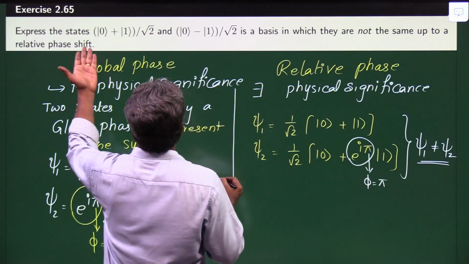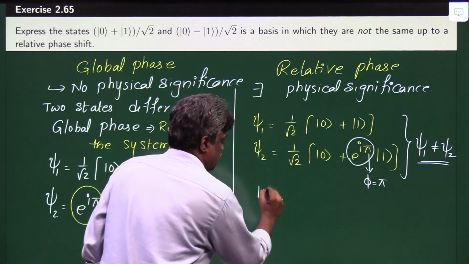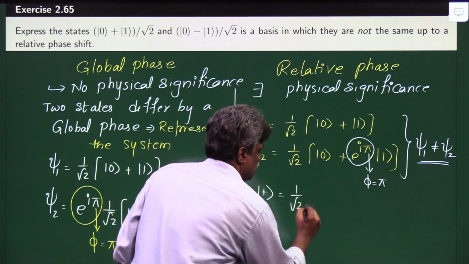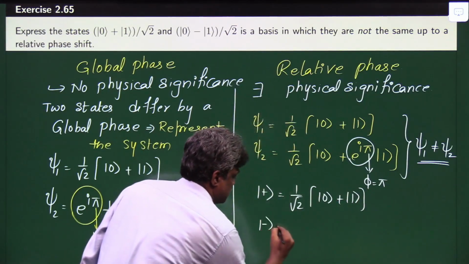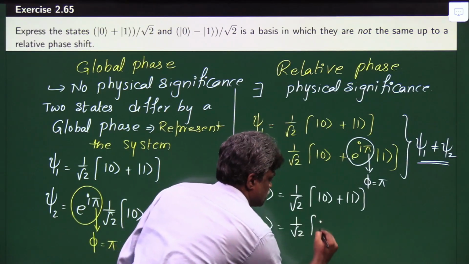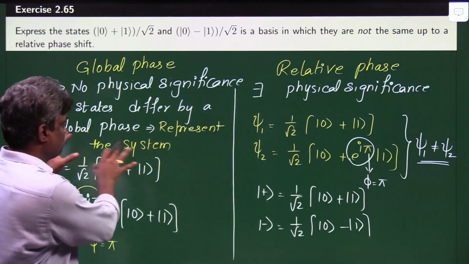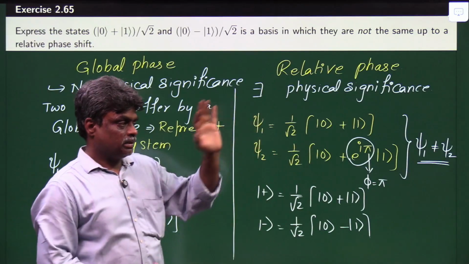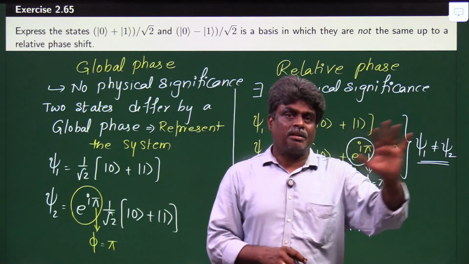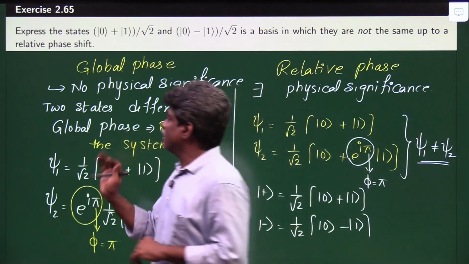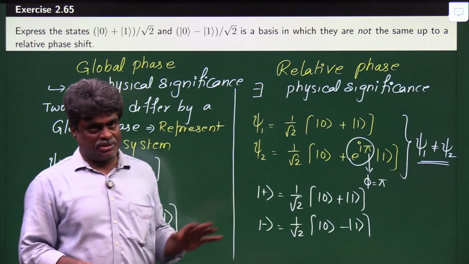So finally, the question is about that diagonal basis only. We can write the diagonal basis as 1 over root 2 ket 0 plus ket 1, and the state 1 over root 2 ket 0 minus ket 1. So please try to understand the difference between global phase and relative phase. The states that differ by a relative phase shift definitely represent two different systems, and those that differ by a global phase represent the same system, right?